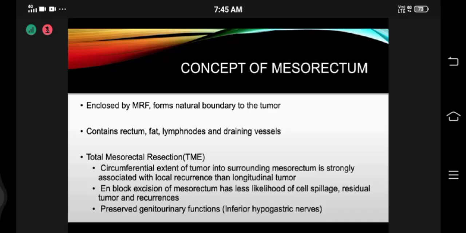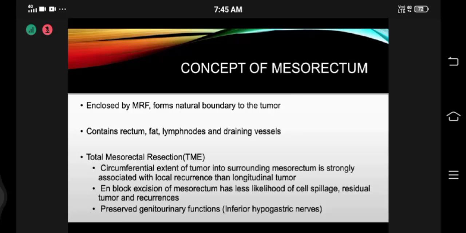And for a TME surgery, the tumor should be at least more than 1 millimeter away from the mesorectal fascia, to have a free margin. For this, MRI has to accurately depict that the margins are free. So you should know where the mesorectal fascia is. The mesorectum is enclosed by the mesorectal fascia, which forms the natural boundary of the tumor and through which the surgical planes go.